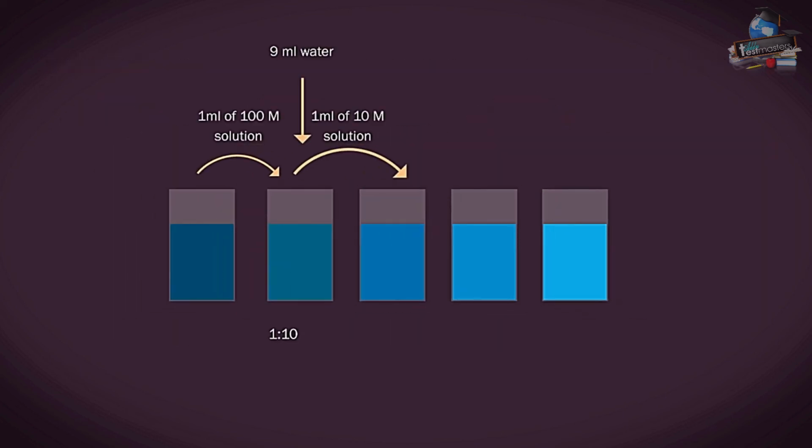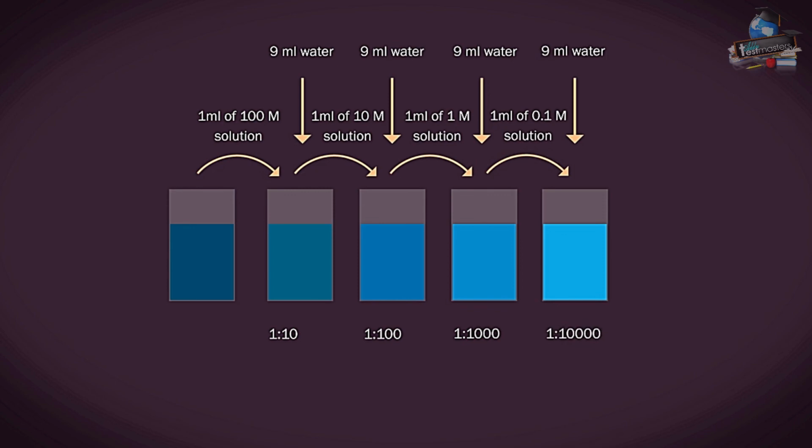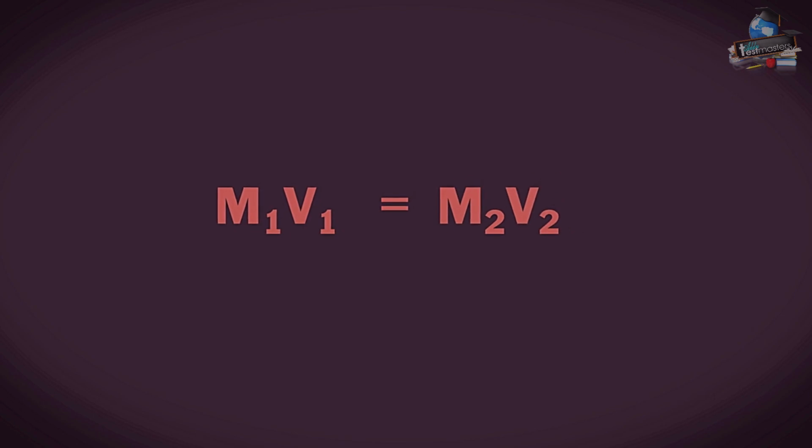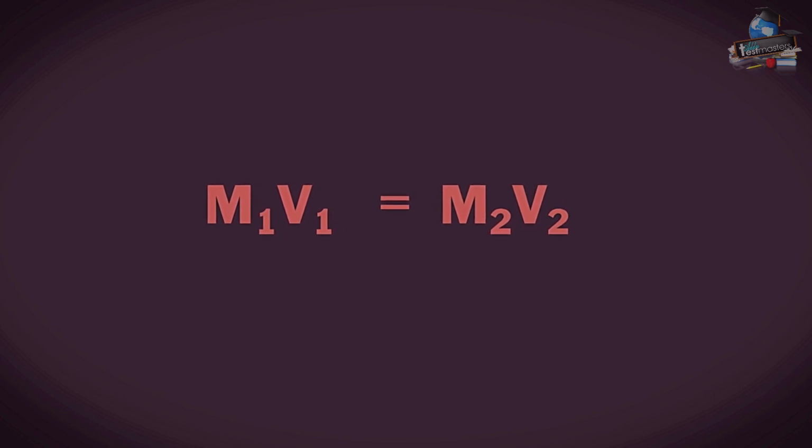Or even just a plain old chemistry experiment. So there you have dilutions. They are very important to many professions, especially doctors. And thanks to the good old M1V1 equals M2V2 equation, they are very simple to calculate.